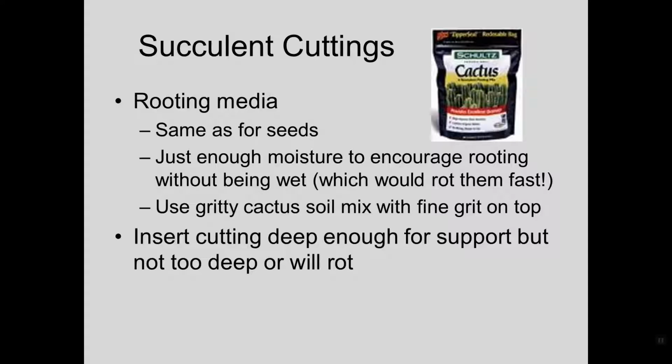As you know, a lot of these succulent stems and cuttings are pretty bulky, so the media has to be strong enough to hold them up. That's what I mean when I say use gritty cactus soil mix with fine grit on top. You could use a regular potting soil which has a lot of good sand in it, and stick your succulent cutting in, but then put something like gravel or grit, about an inch on top of that, to physically hold up that stem.